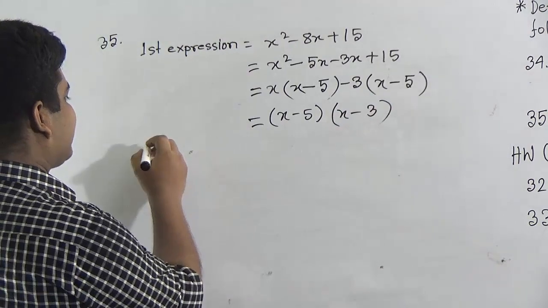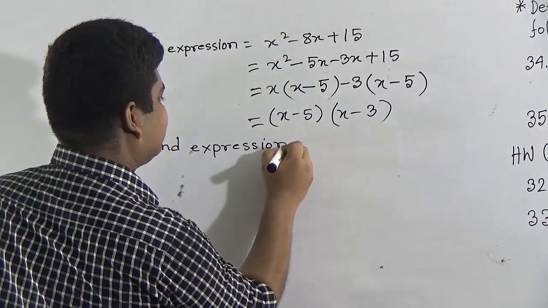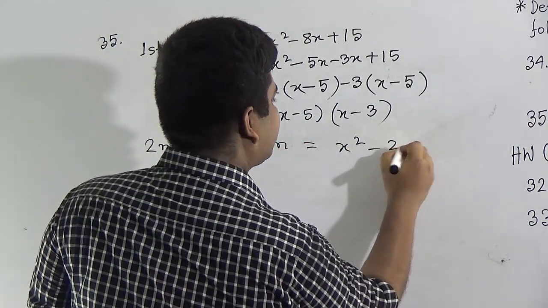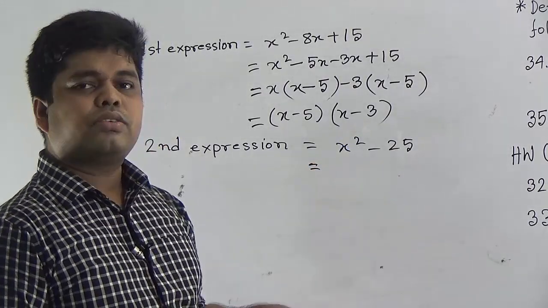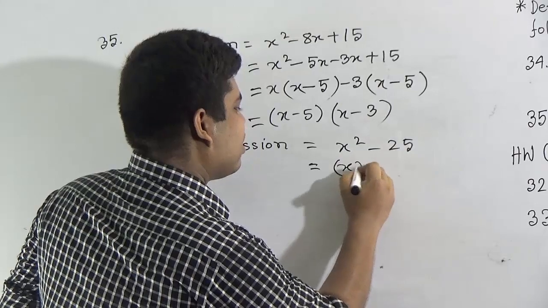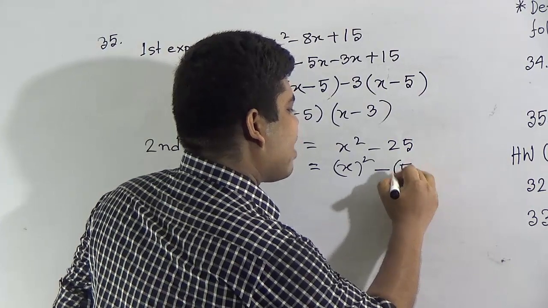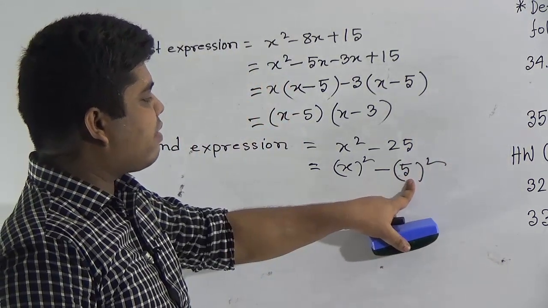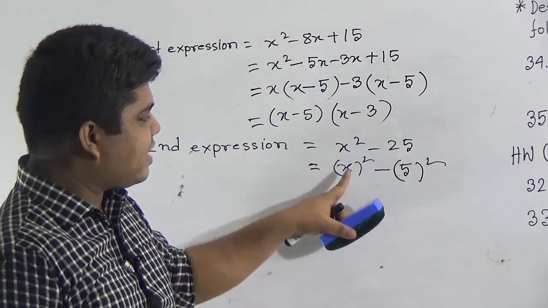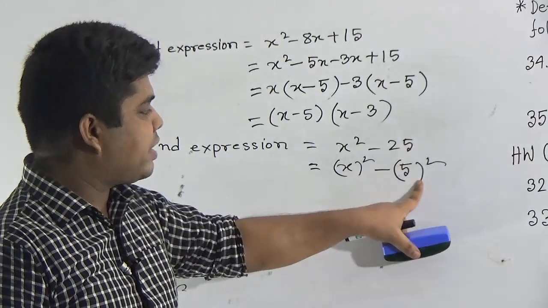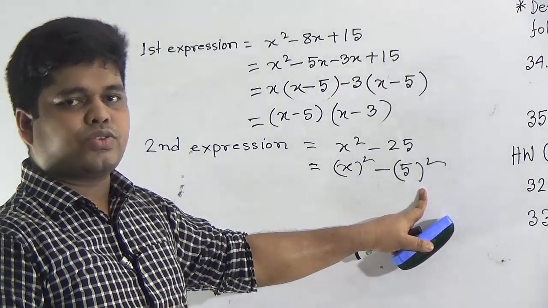Our second expression is x square minus 25. It is so easy to convert into factors. That means x whole square, and 5 is the square root of 25, so 5 square. If we square 5, then we get 25. Which formula is applicable here? The formula is a square minus b square. What is the formula of a square minus b square? The formula of a square minus b square is a plus b into a minus b.